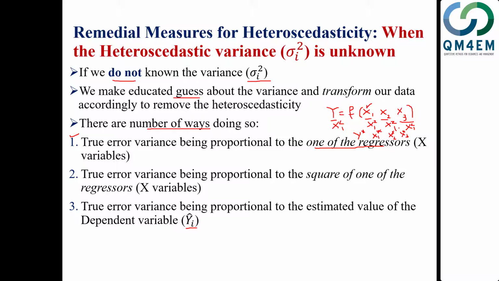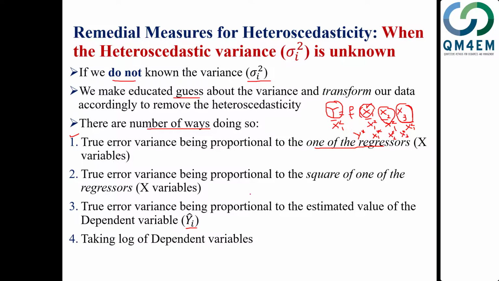I take that value and divide each variable of the model by this forecasted value of yi. So y is divided by yi forecasted. Similarly, x1 divided by yi, x2 divided by yi, and x3 divided by yi forecasted values. And then I use that transformed data to estimate the model again and check if there is still a problem of heteroscedasticity. So that's the third way of doing it.